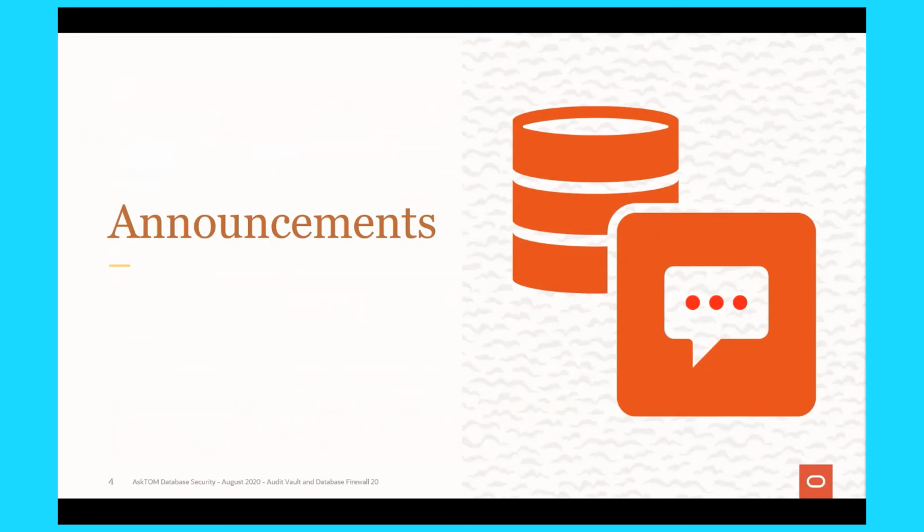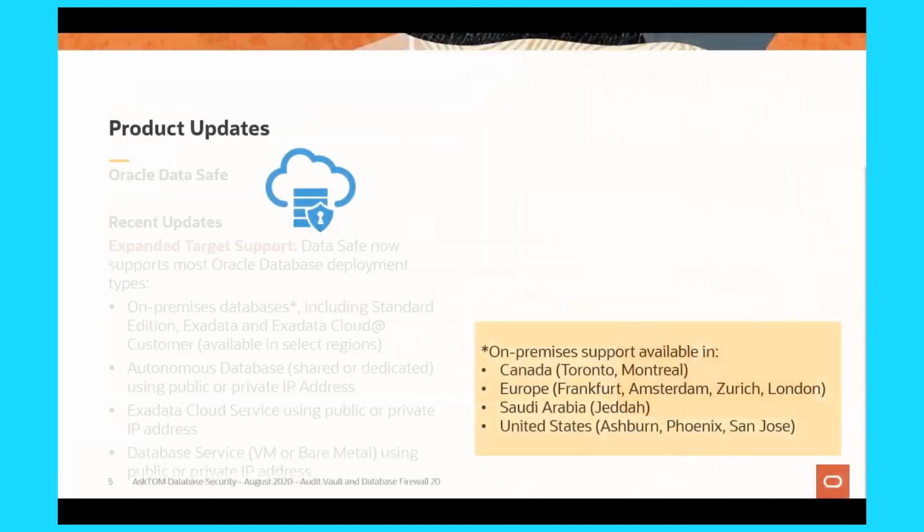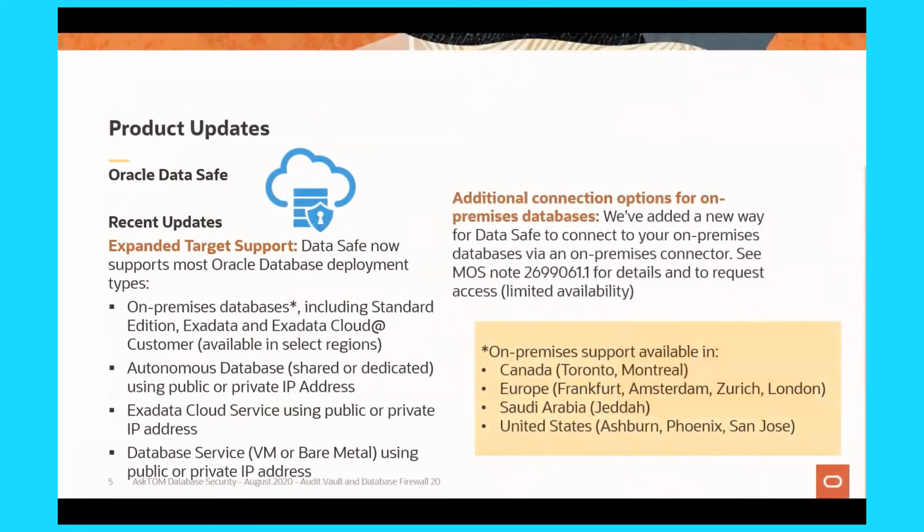Before we get into the technical conversation, just one really quick product announcement, and that is on Oracle DataSafe. On the 11th, so Tuesday, 2 days ago, we made Oracle DataSafe available for on-premises databases. So as of now, you can use DataSafe really anywhere. It can be Standard Edition, Enterprise Edition, Exadata Cloud at Customer, doesn't matter. You can use DataSafe if your database is on-premises.